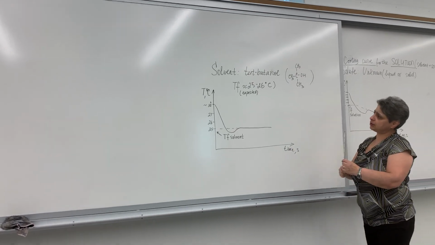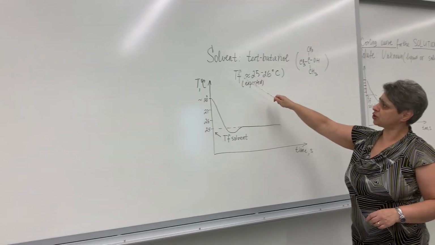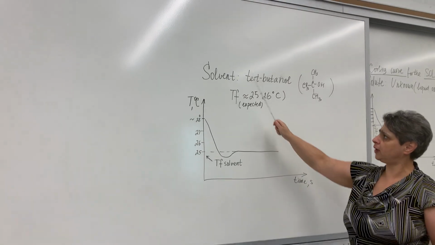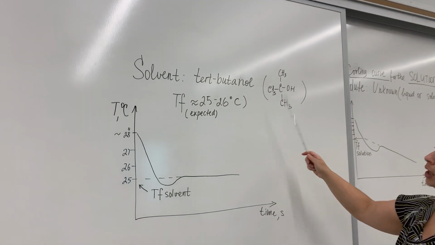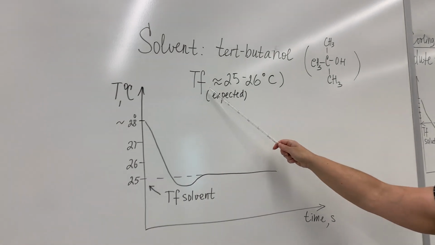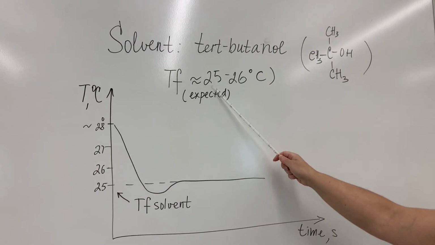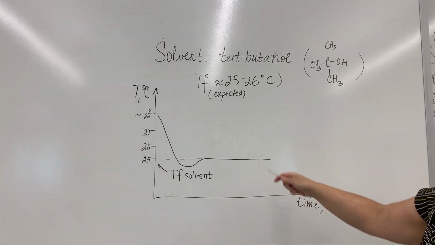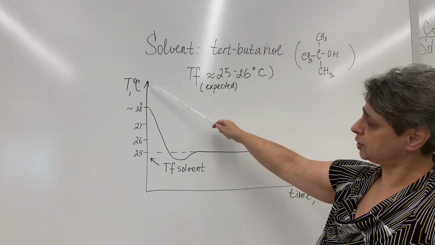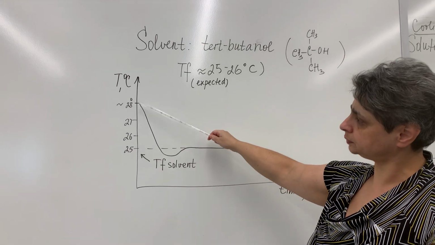So the experimental procedure involves first measuring the freezing point of the pure solvent, a substance called tert-butanol. This is its chemical formula. The expected freezing point for pure tert-butanol is right around between 25 and 26 degrees Celsius. So the cooling curve that you would see would look like this.